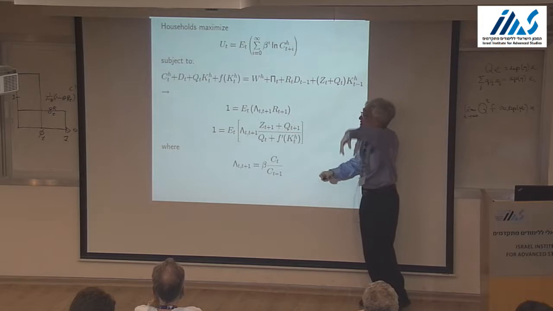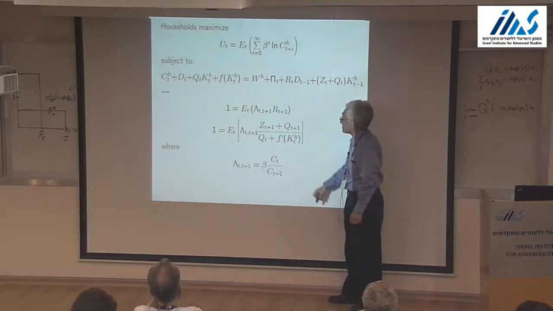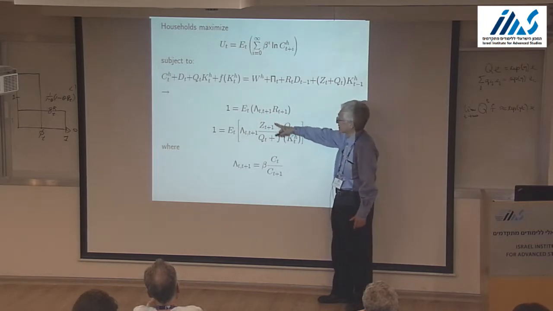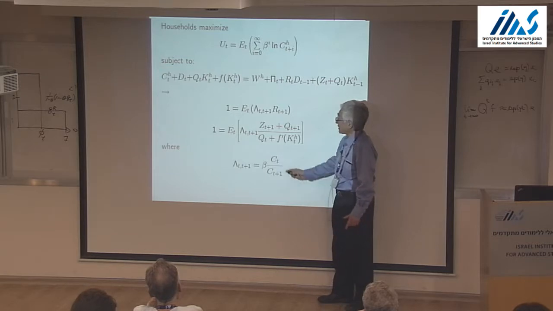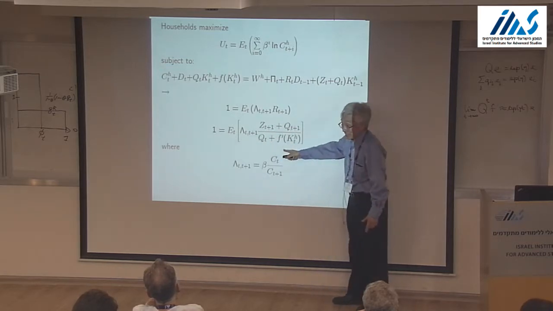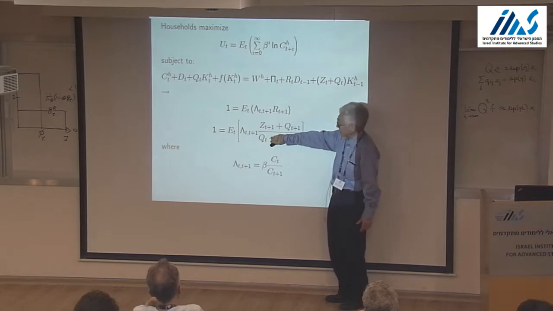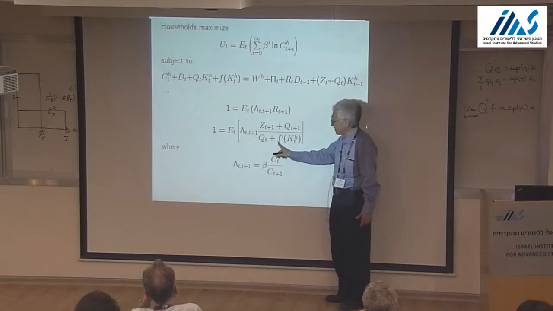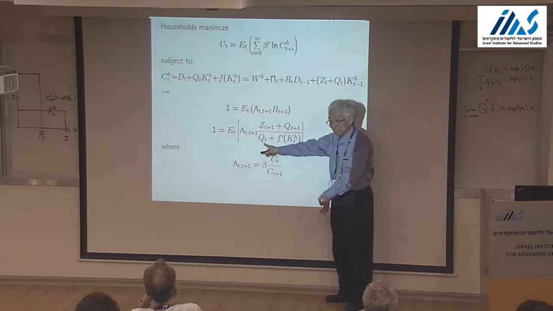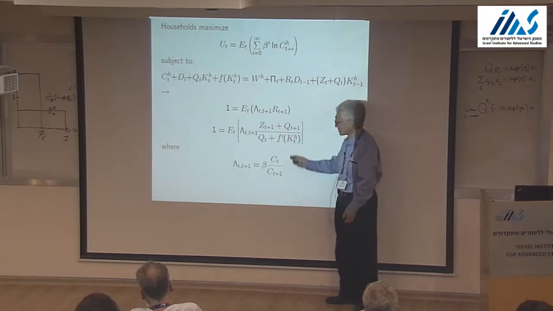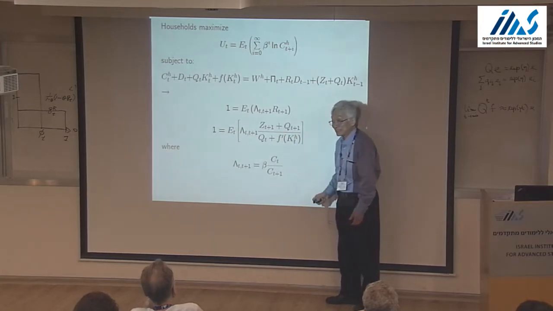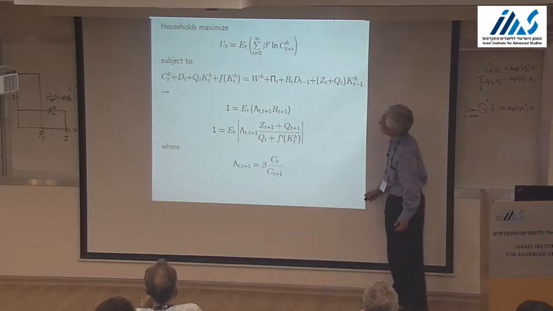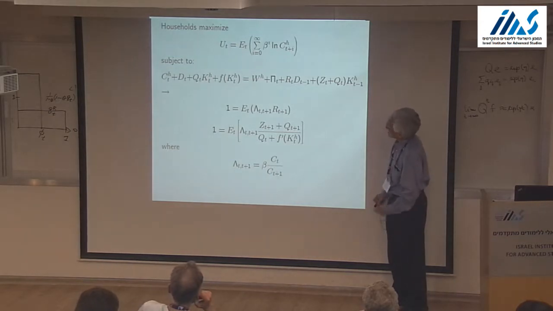And when you do the maximization, you get the standard Euler equation for the deposit. This is the marginal rate of substitution, and this is the return on equity. The difference from the usual model is that we now have a marginal cost of management. The marginal cost is not just buying equity, but also you have to pay an extra cost for acquiring and managing the extra unit of capital stock. And then the return is the dividend plus resale, same as everyone. That's the household.